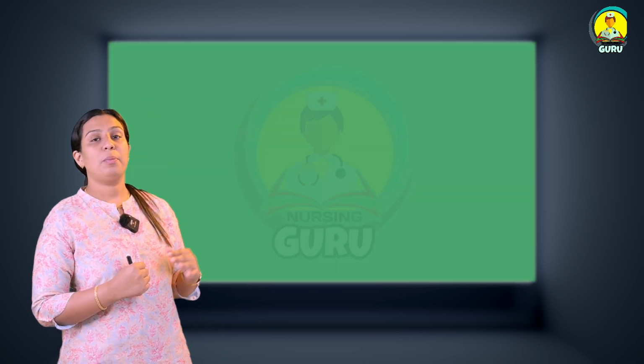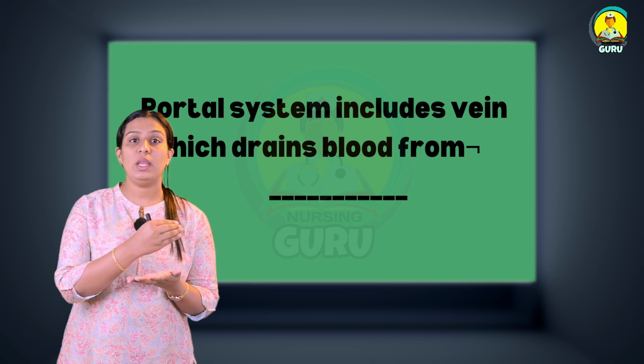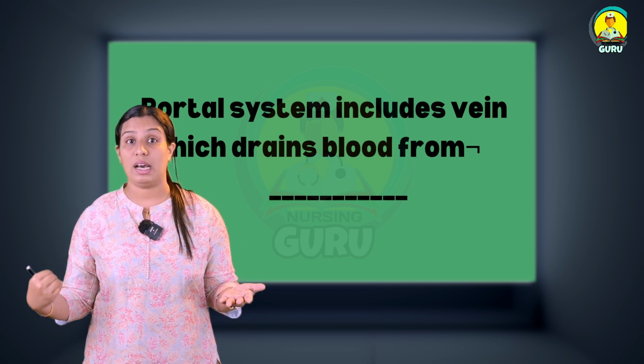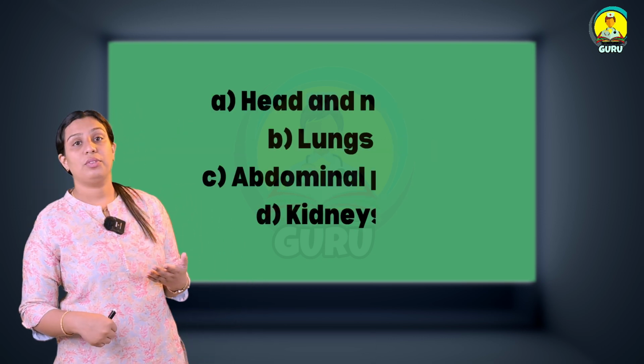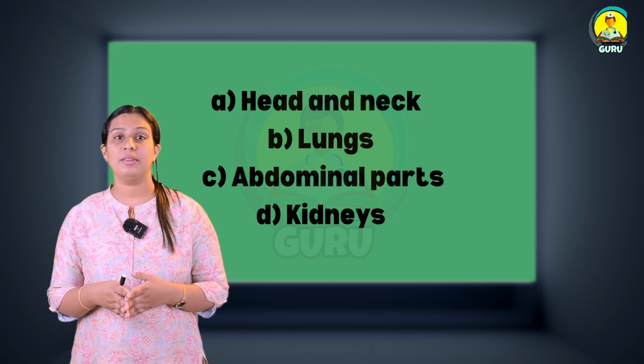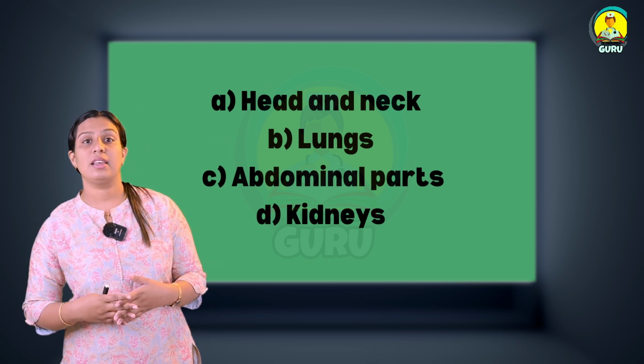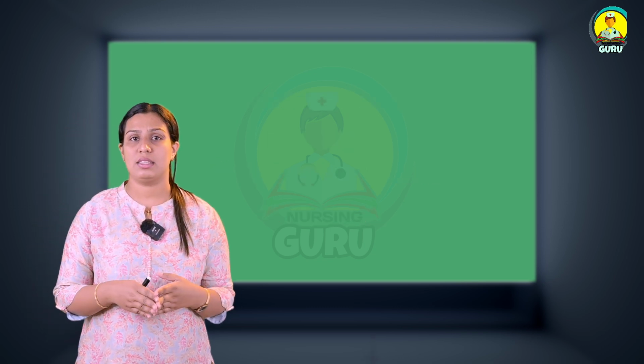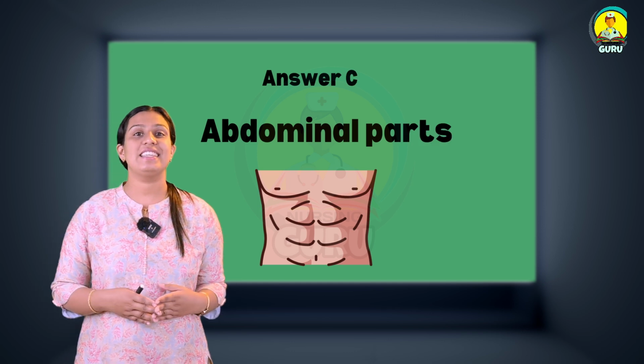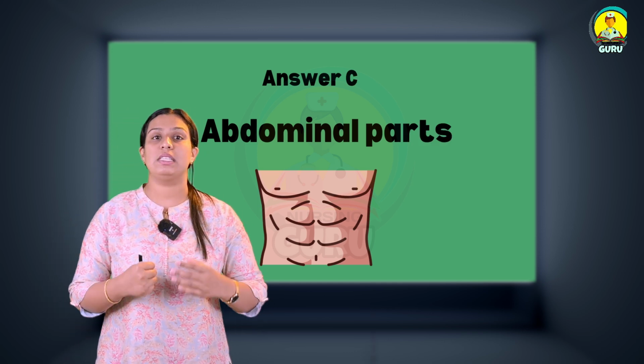Okay, next question. Portal system includes the vein which drains blood from dash. 4 options. What are the 4 options? Head and neck, next is lungs, abdominal parts, and kidneys. Which is the right answer? The right answer is abdominal parts, that means option C.